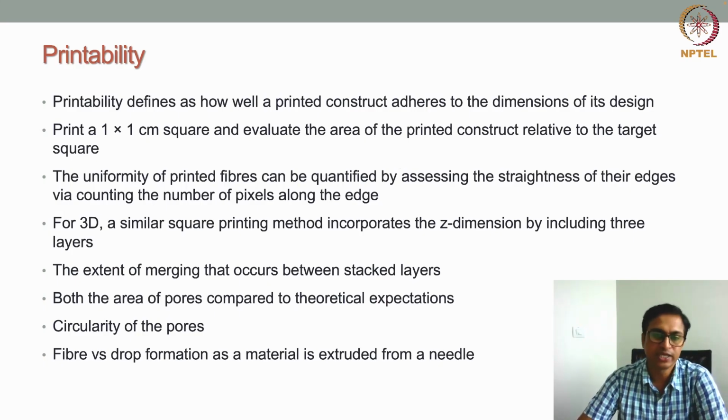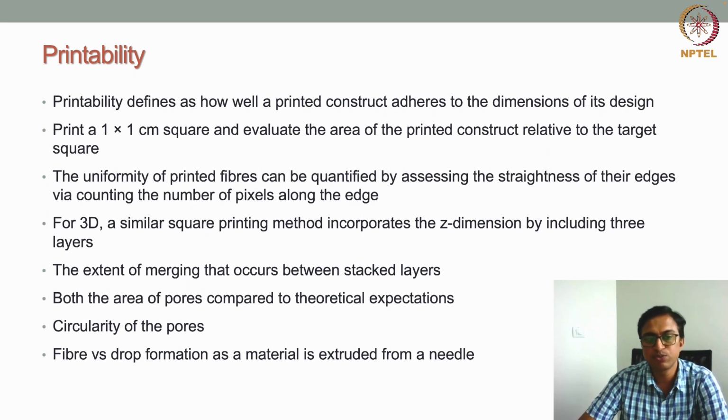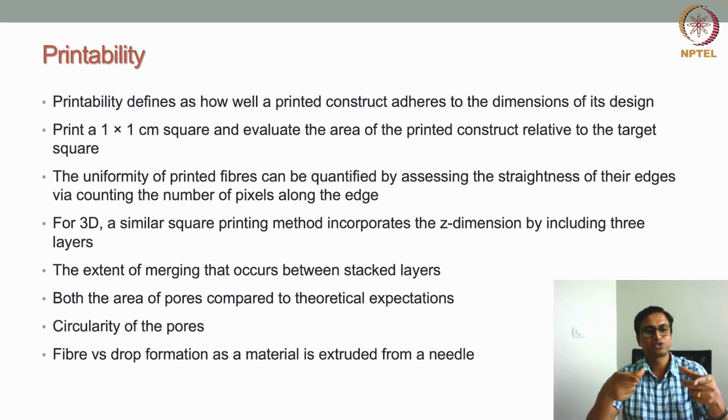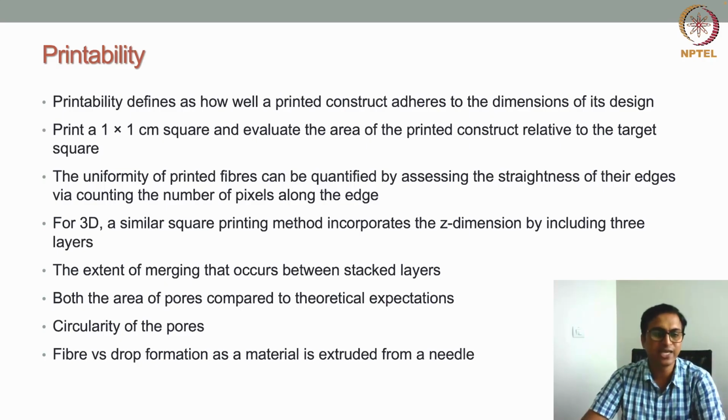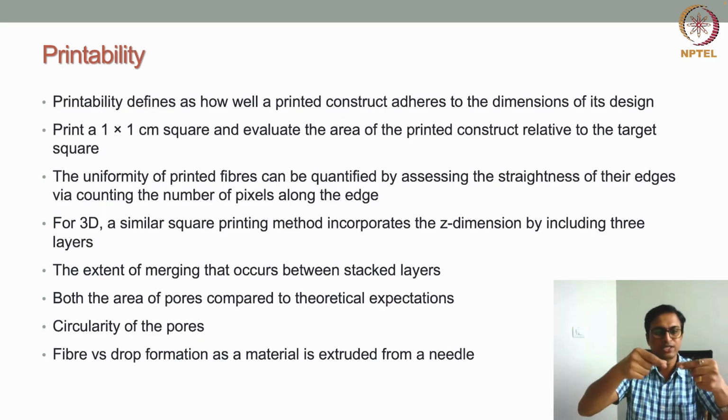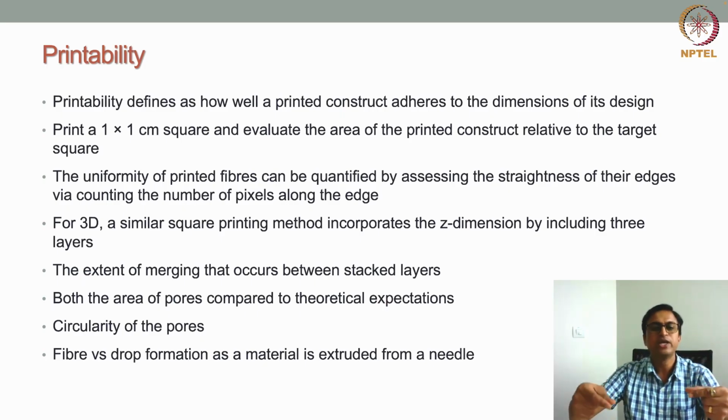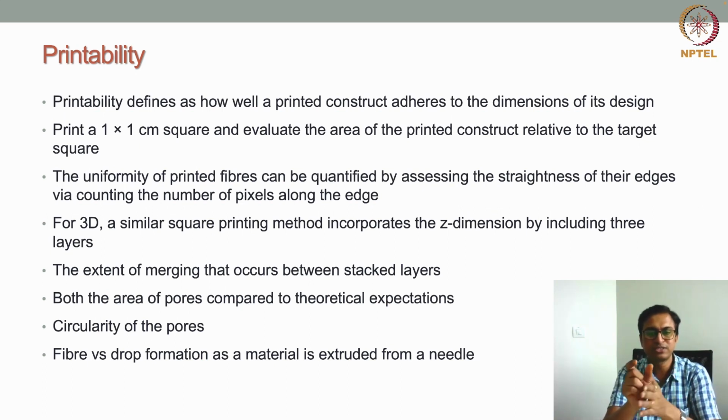Now, if we want to replicate the same thing for three dimensions, then the same kind of square will be printed again, but in this case at least three layers will be printed. The first layer is printed in one direction, the next layer will be at 90 degrees to the first layer, and the third layer will be at 90 degrees to the second layer, and like this the whole three layers will be printed. Again, a few parameters will be evaluated: whether the line is straight, whether the line is deformed, what the thickness of the line is, and whether the resolution is the same or not.